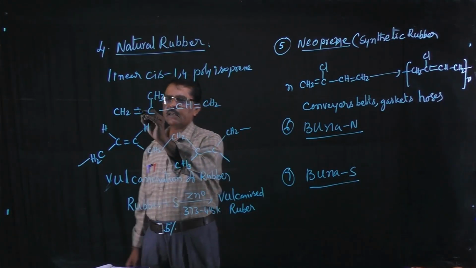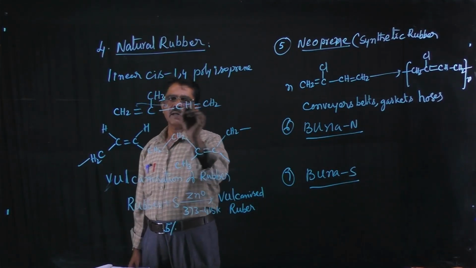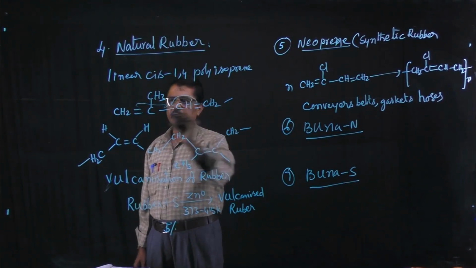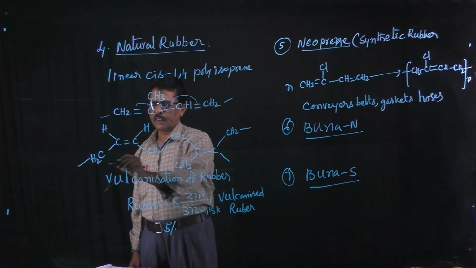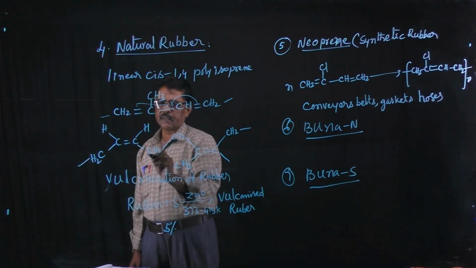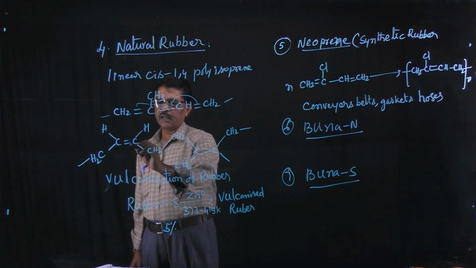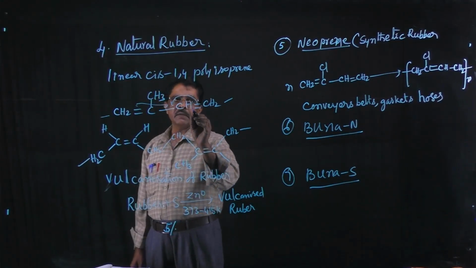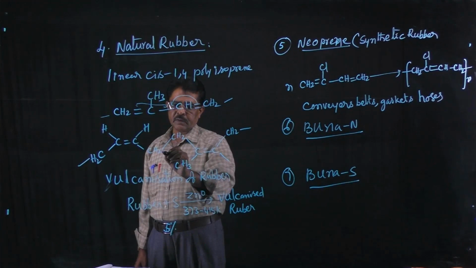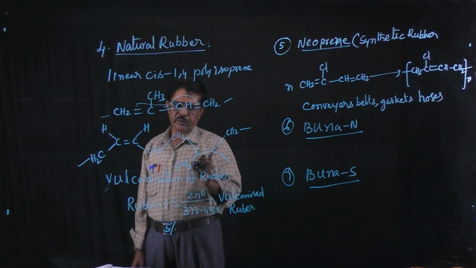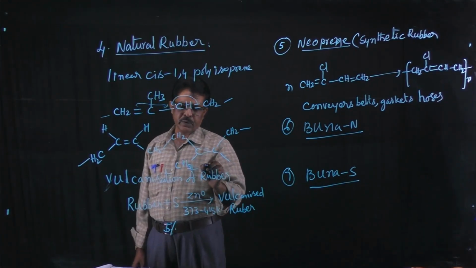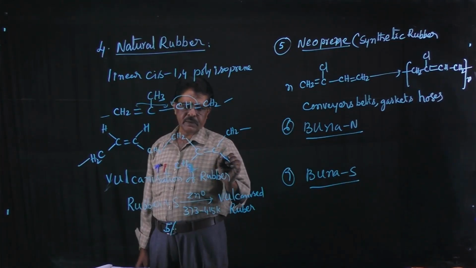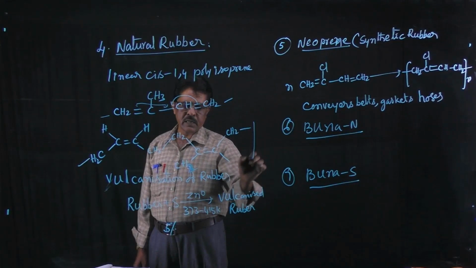So here this double bond goes to here, and here one bond is there, and here bonding takes place like this. Understand? So in the middle it is formed as a double bond, CH2, CH3 here. Then you will get natural rubber.